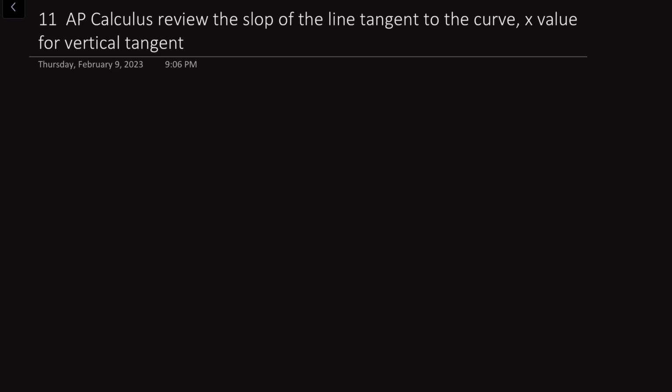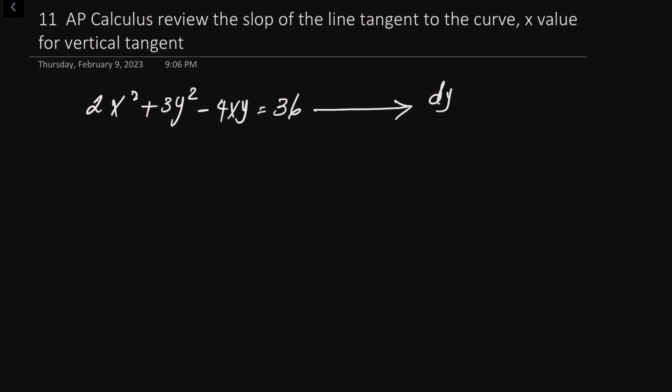We have this equation here. The problem starts with 2x squared plus 3y squared minus 4xy equals 36. It wants us to prove that we can get the dy/dx from this, which is equal to (2y minus 2x) over (3y minus 2x). Okay, so let's start with dy over dx.